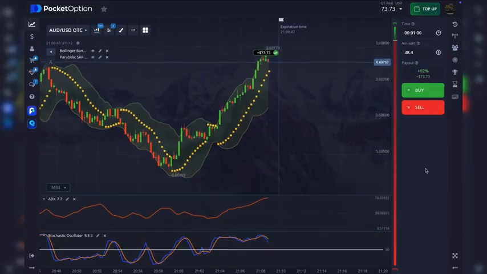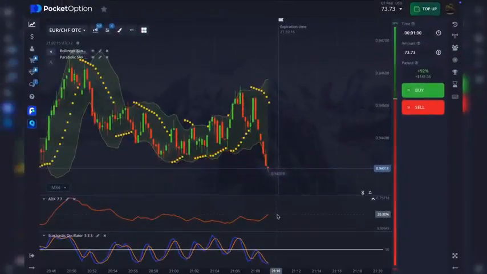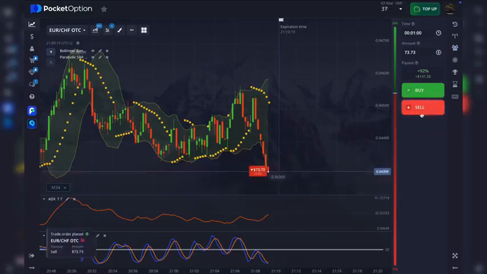And now the trade is closing in profit, and I'm going to start looking for the next signal to enter a new trade. Alright guys, finally I found a good setup for a down trade. So here's what we're looking at.